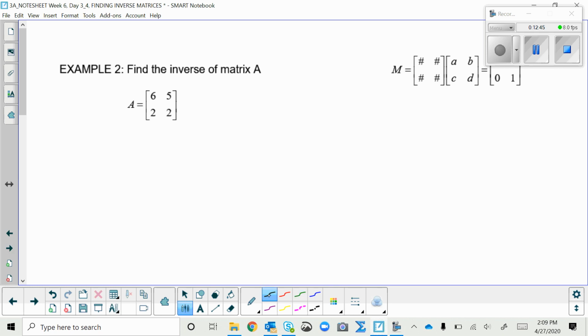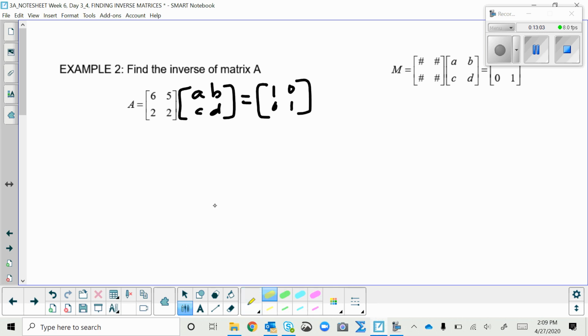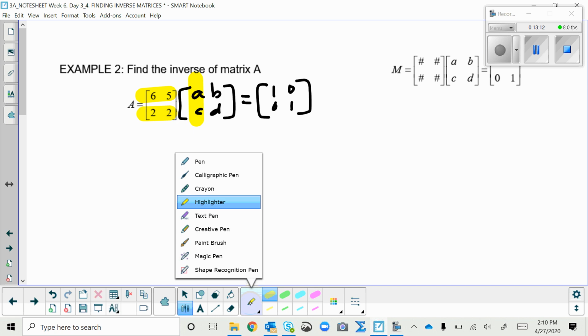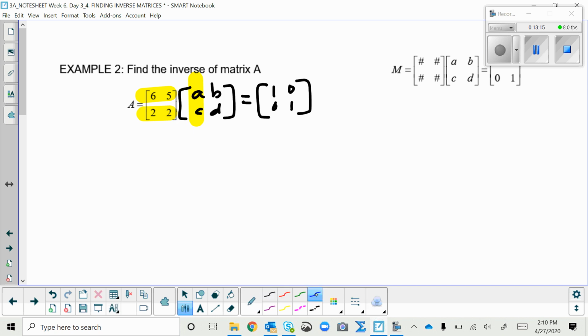All right, so here's example 2. We want to find the inverse of A. So we set up our variable matrix, and we know when we multiply them together, we get the 2x2 identity matrix. We are going to start by doing matrix multiplication with only the first column times each of those 2 rows. So that's 6 times A plus 5 times C, and that equals 1 from the identity matrix, because 1 is the first row, first column value.